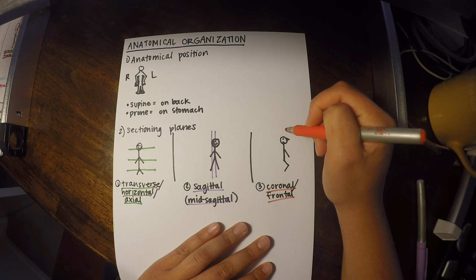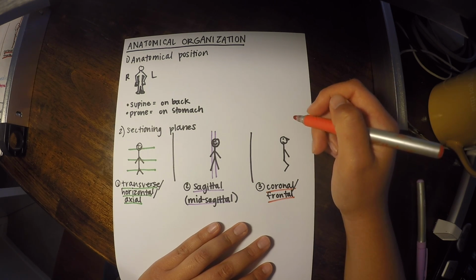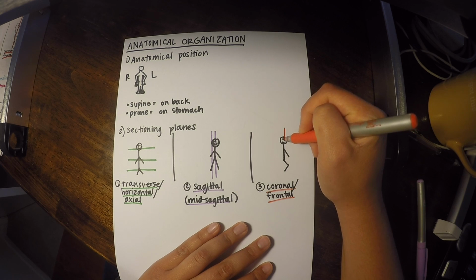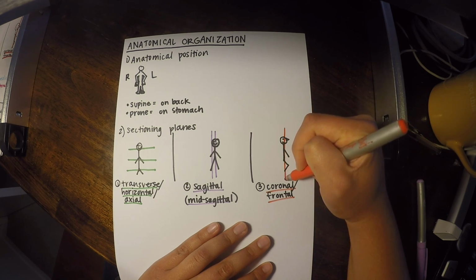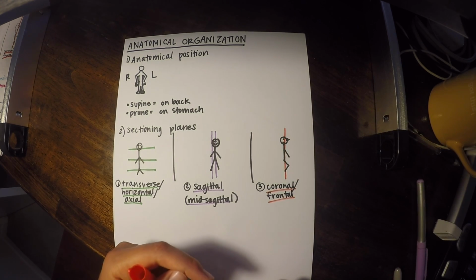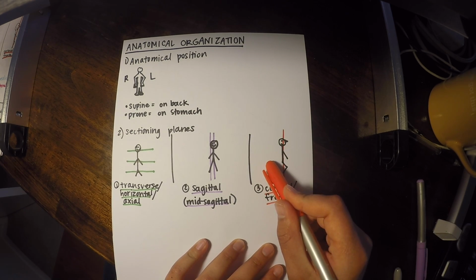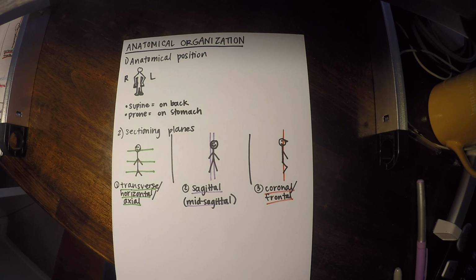Now we're going to take this plane. Remember, it's as if we're taking a glass plate and sticking it through someone. And we're going to slice it through someone like that. So it's going to separate the front and the back of them. So if that helps, that's kind of how we're going to talk about these different planes.